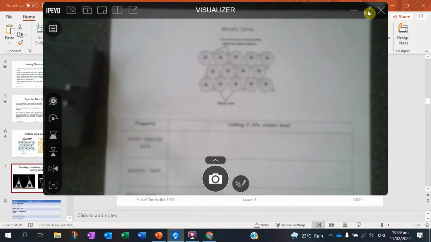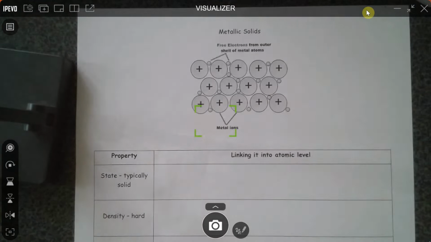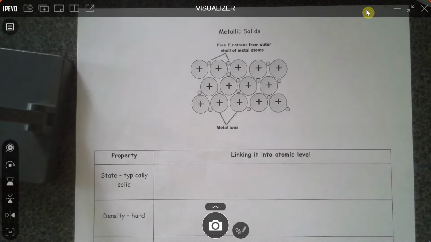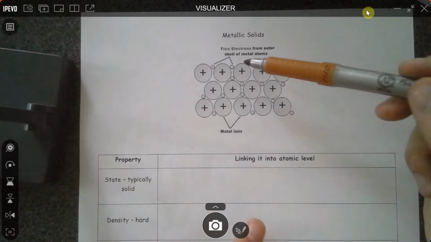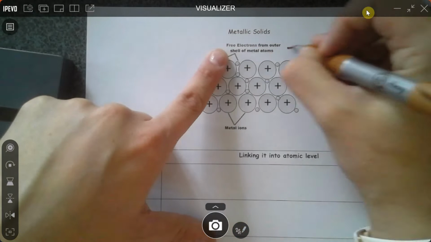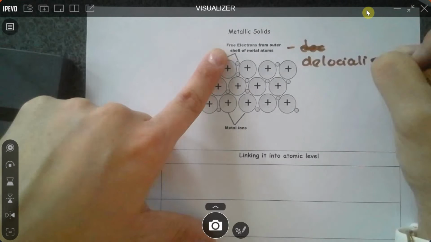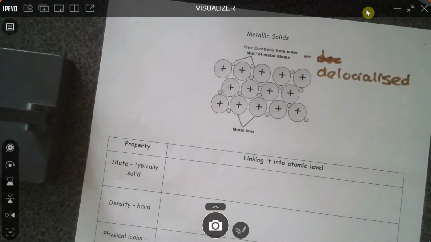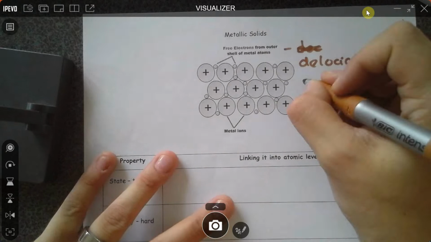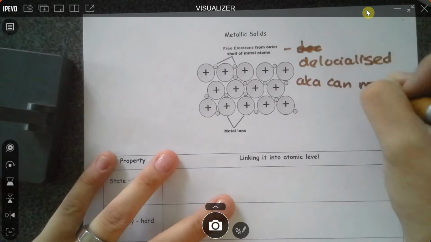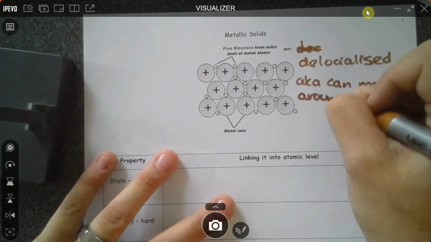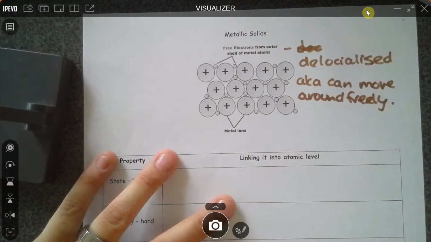All right, so this image is in your booklet to jot down notes. You're welcome to type them up instead. But we want to think about what the different states are, what the different properties are, and why. As I was talking about, these free electrons, also known as delocalized, basically when they delocalize, it means they can move around freely. It's not tied to any specific nucleus.